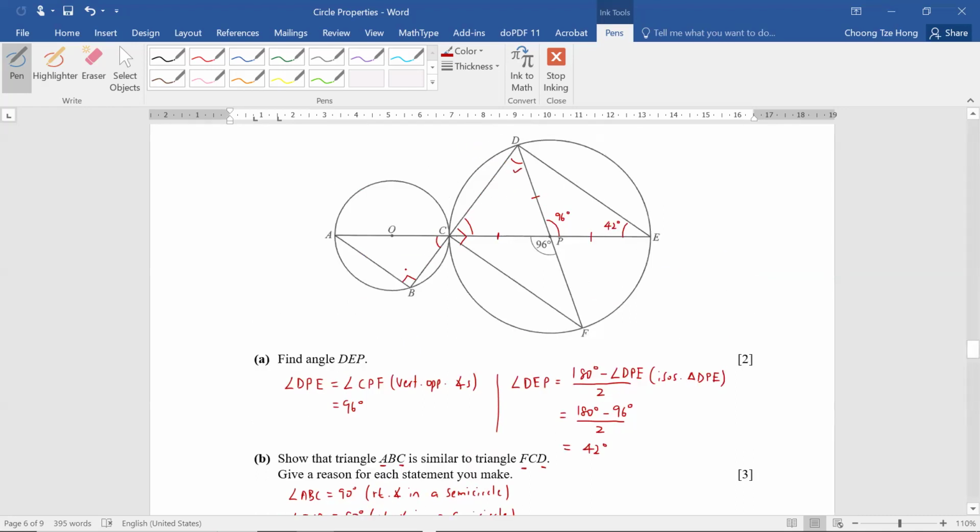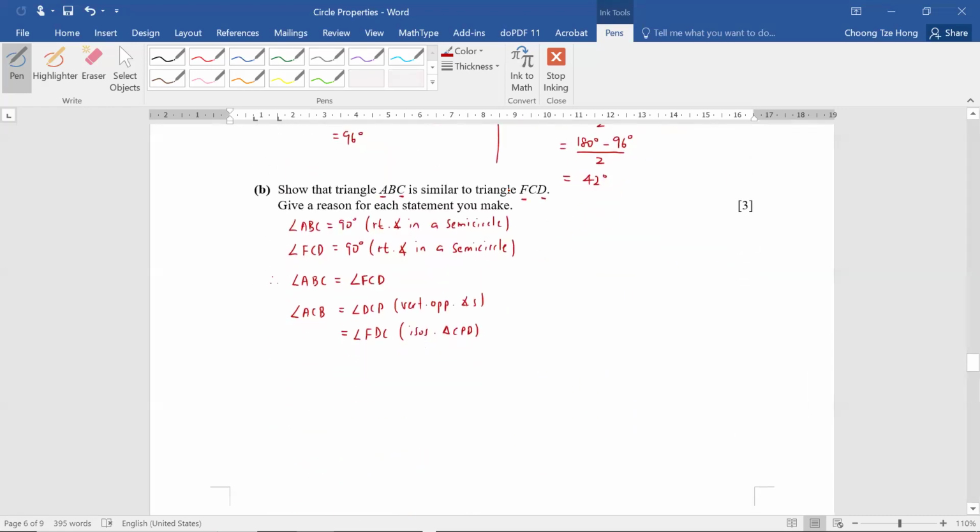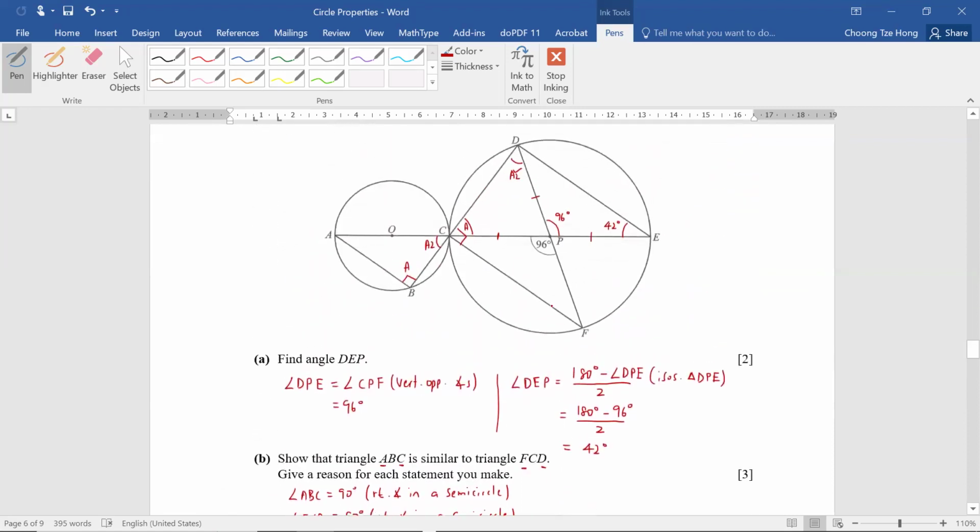So now we have AA already. The first one, angle same, and then the second A too. So now we have proof using AA. Therefore, triangle ABC is similar to triangle FCD via the AA test. I hope you are able to understand my thoughts on how I approach this question.